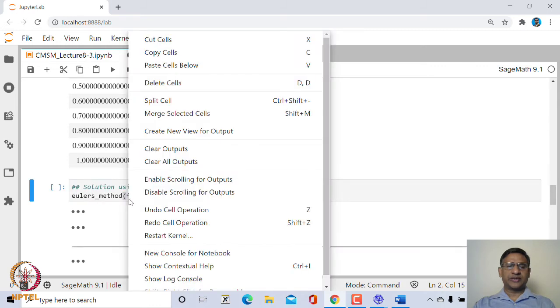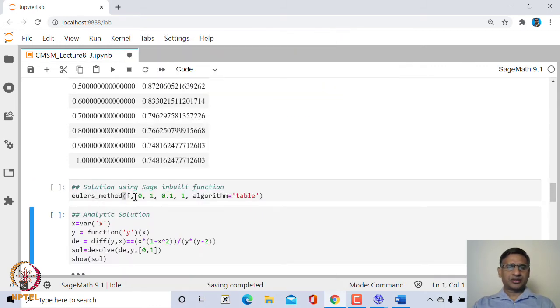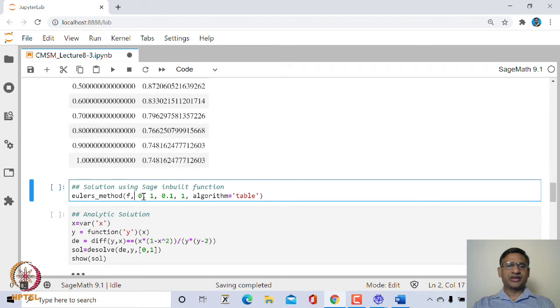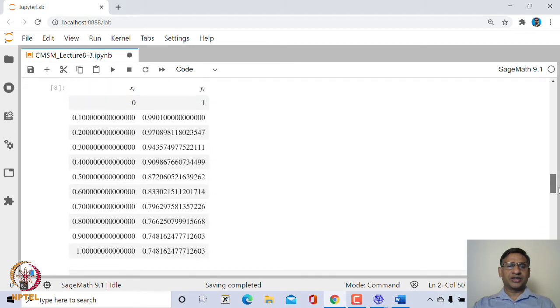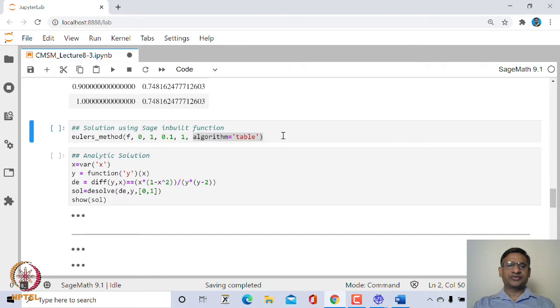So you have to give input f, the initial x naught, the value of y at x naught, the step length, and this is the end point, and it says that it uses an option called table. So it will tabulate the value exactly the same way as we have done in this case, right. So let us run this and then see what we get.